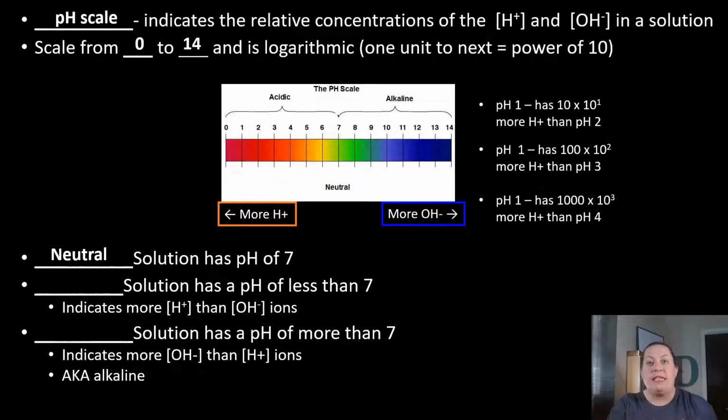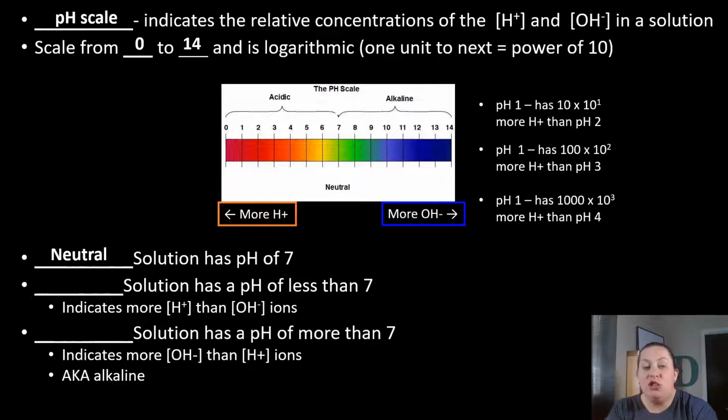Now, when we move from 7 in either direction, it's going to be 10 times in that direction. So if we look here, pH 1 has 10 times, 10 to the 1, more hydrogen ions than pH 2. pH 1 has 100 times more than pH 3 because it's 2 steps, and it's 10 times per step, so it has to have 2 zeros, 100 times. pH 1 is 3 steps away from pH 4, so this is 1,000 times, because it has to have 3 zeros because it's 3 steps. So there's a big difference between 1 and 4. It's 1,000 times difference.